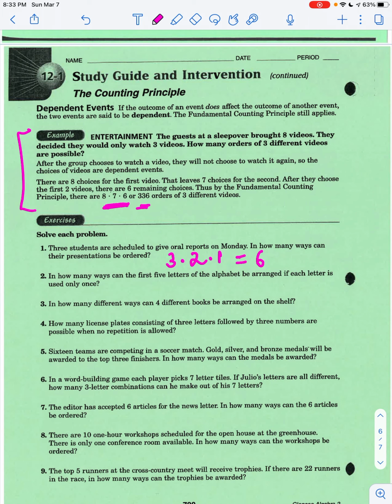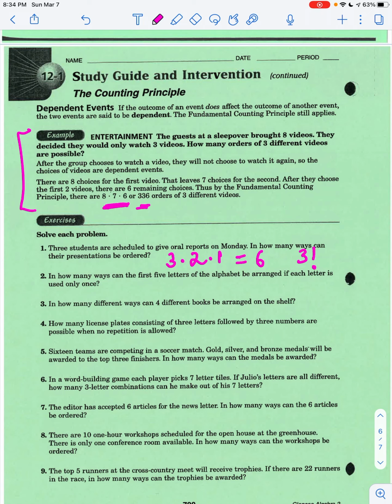I want to point out here that this is equivalent to saying 3 factorial, because that would be the product starting at 3 and going down to 1, and we'll look at how we can do that on your calculator as well. Number 2. In how many ways can the first 5 letters of the alphabet be arranged if each letter is used only once?